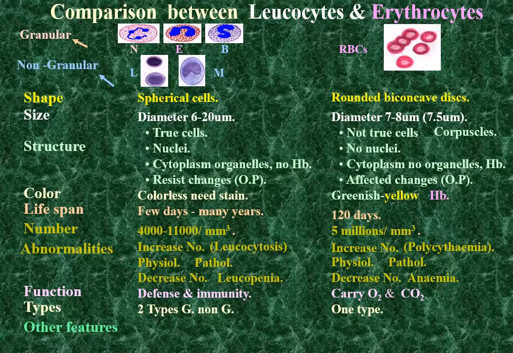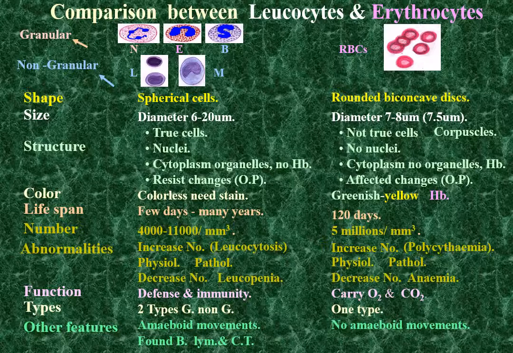Other features. Leukocytes show amoeboid movements, and they are found in blood, lymph, and connective tissue. On the other hand, erythrocytes show no amoeboid movements, and they are present only in the bloodstream.